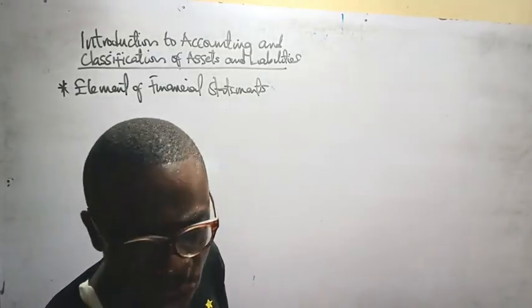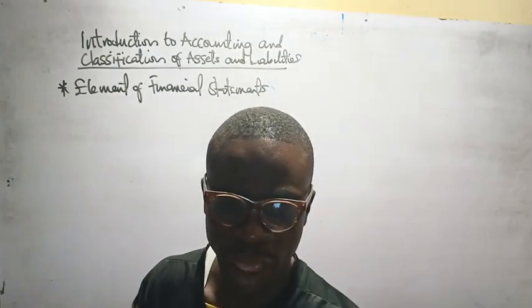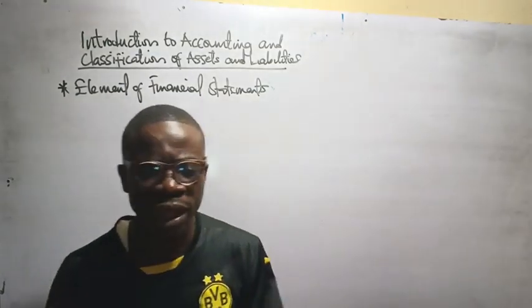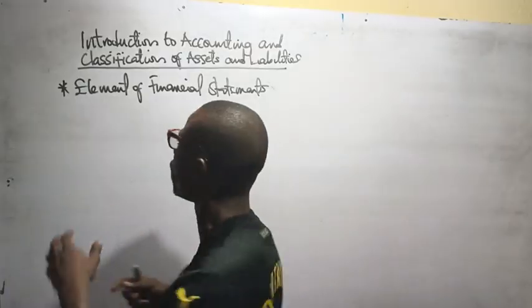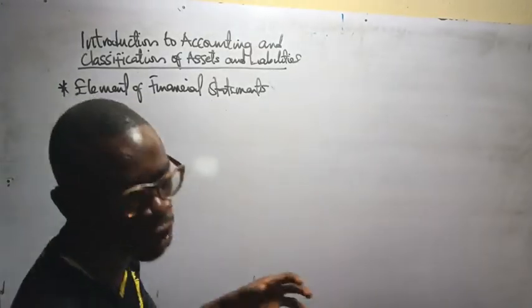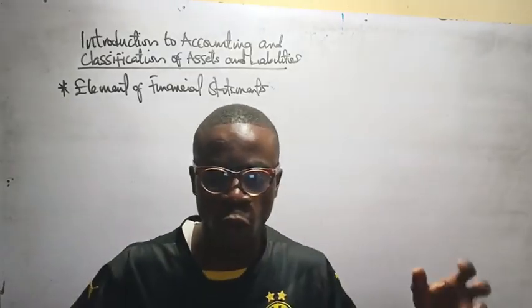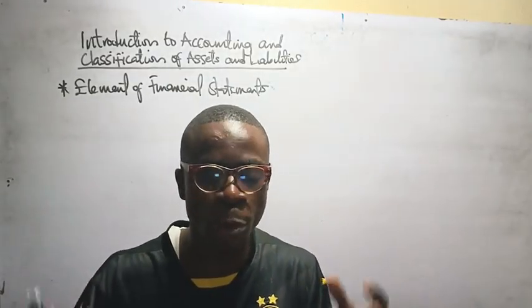Now, we are now looking at the elements. What are the items that are put together to make these statements? That is what we refer to as elements of financial statements. The items that are combined together that make up the financial statements.